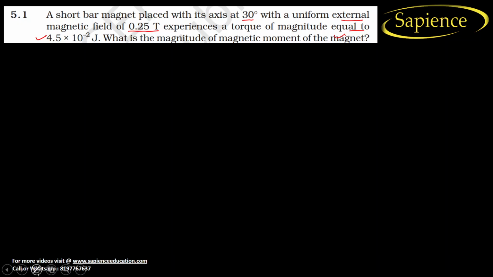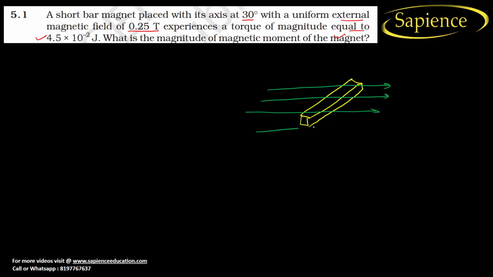What is the magnitude of the magnetic moment of the magnet? So let us suppose there is a magnet like this. There is a bar magnet and it has been placed in an external magnetic field. Let me show the external magnetic field like this. This is the magnetic field B, right? And the magnet is making an angle of 30 degrees with the magnetic field.